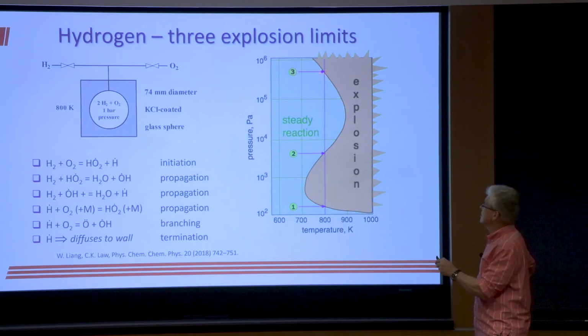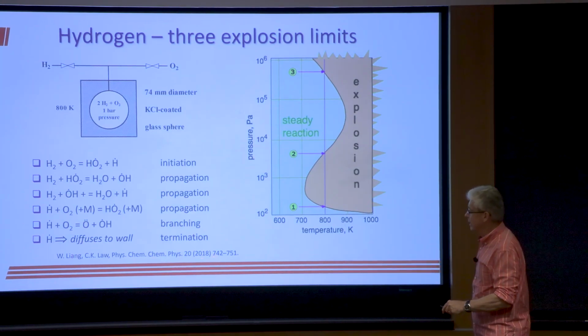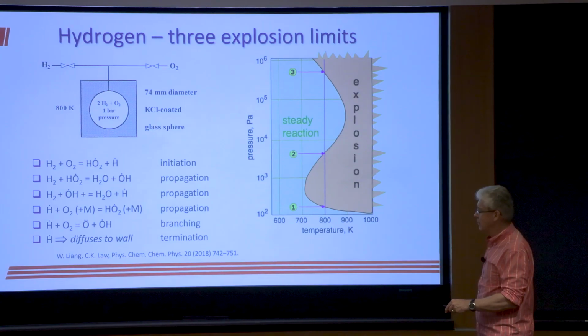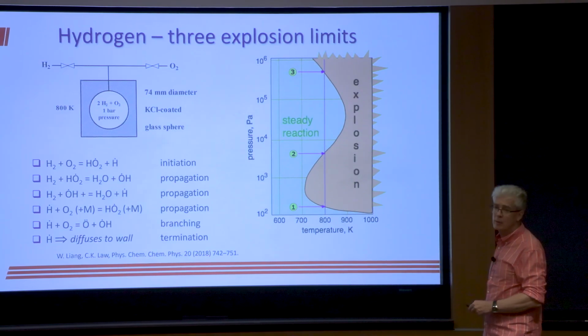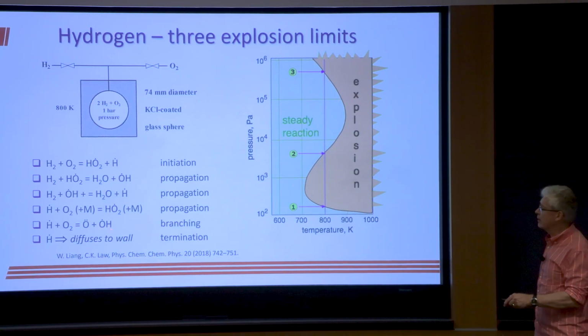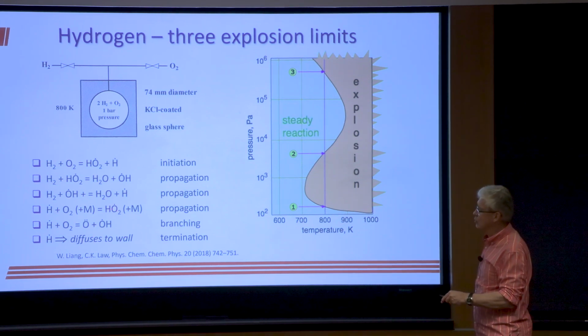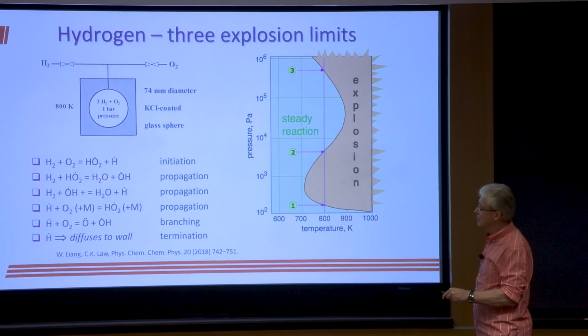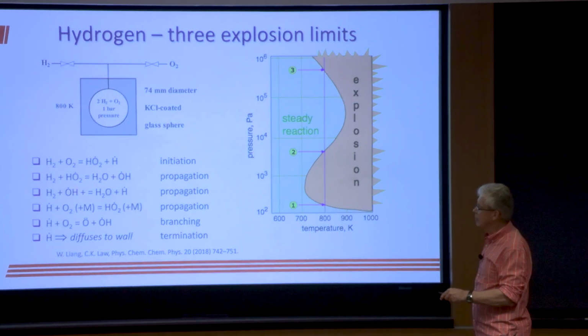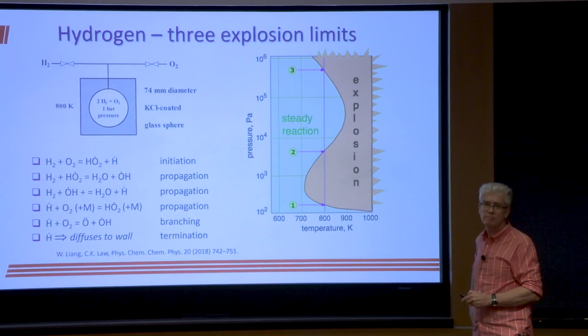And then beyond this limit was really the focus of the work that Professor Law did in this paper from PCCP in 2018. And there they showed that actually it's the formation of HO2. And then you have HO2 abstracts a hydrogen atom from the fuel to give H2O2. This is wrong. This should be H2O2 plus H.